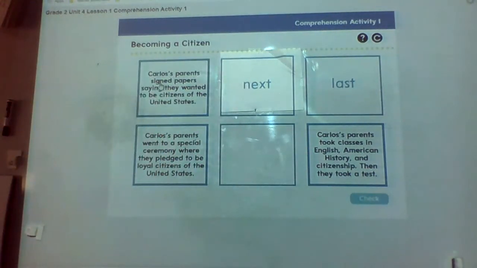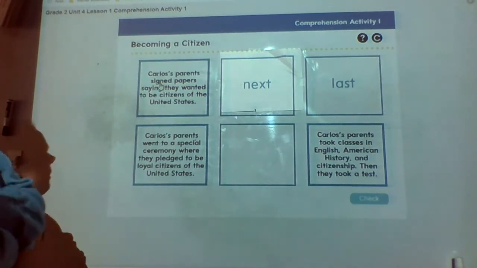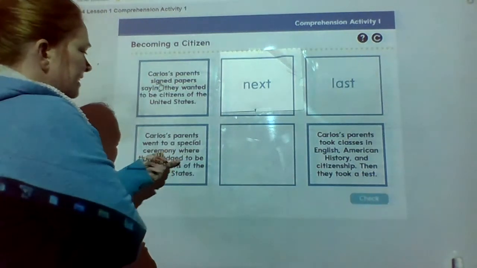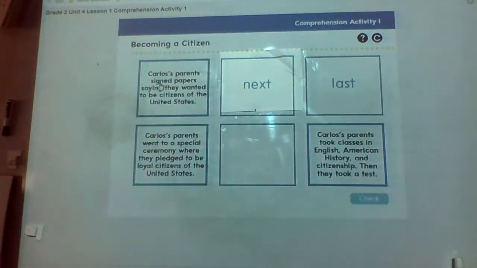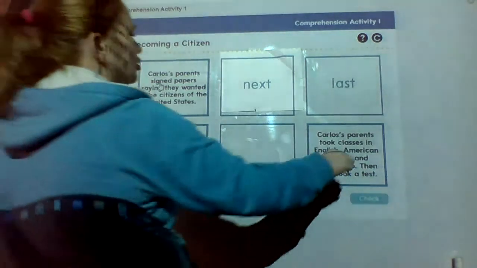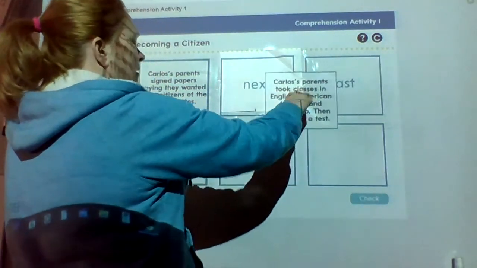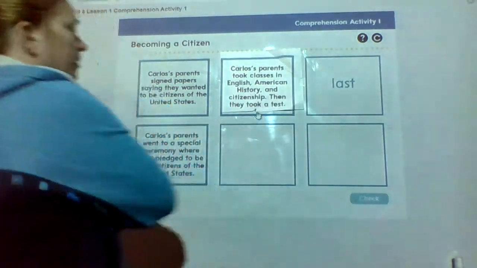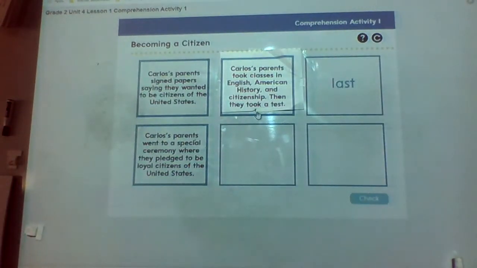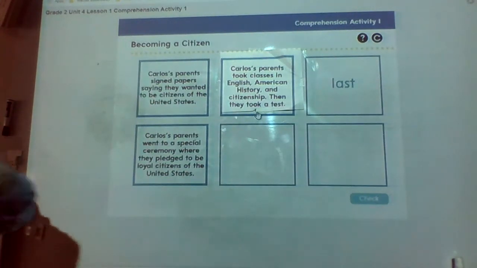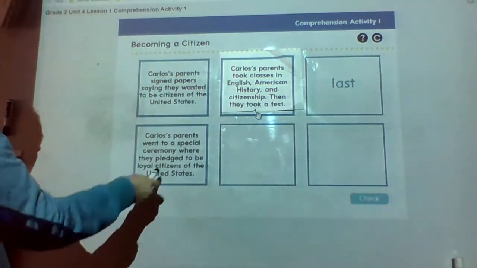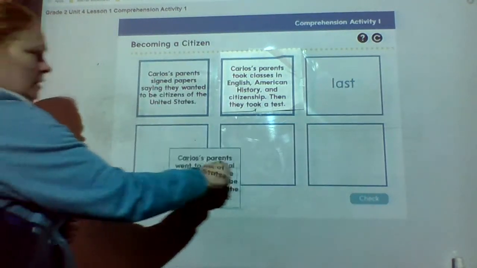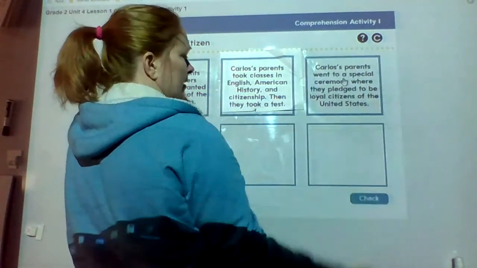We're going to say that they signed papers saying they wanted to be citizens. What do you think happened next? Do you think they did a ceremony, or do you think they took classes? I would think they probably took classes. Oops, except I can't put that up there. There we go. I think they probably took classes because if you think about graduation, you take a whole bunch of classes in school, and then you eventually get to go to a graduation ceremony. So I think this is probably the ceremony. Let's see how we did.